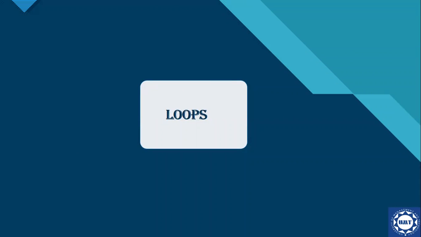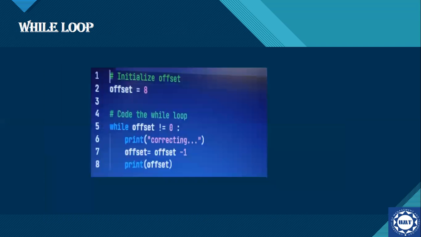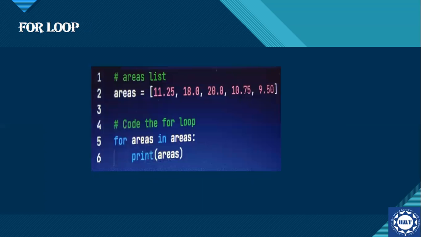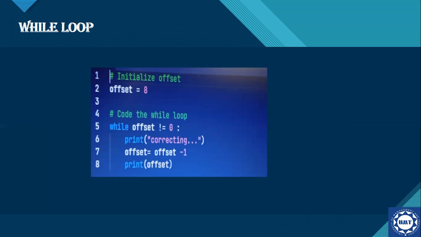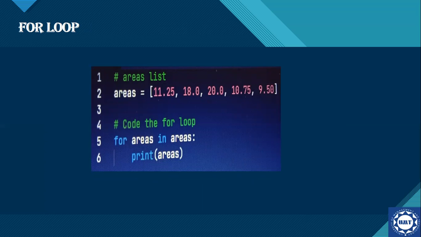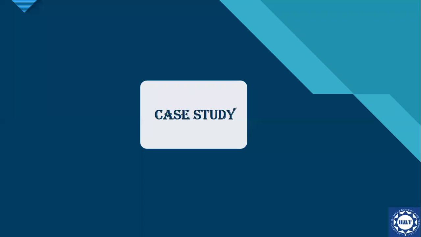So the third main point of this course is about loops. While loop. So in the given query, you can see how to use a while loop. In the fourth line, you can see the code of the while loop, while offset is equal to 0. That's how you have to put the while loop in different queries. Then for loop. So just like the while loop, you have to put a for loop in your query.